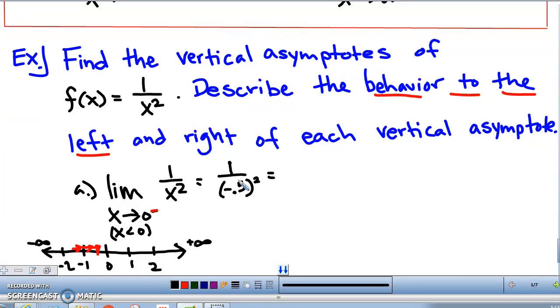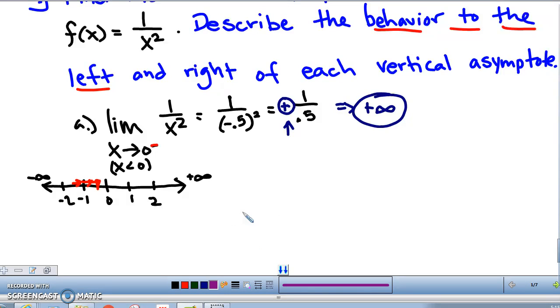Okay, so this comes out to 1 over positive 1/2. Okay, because the outcome was positive, this implies that my function goes to positive infinity. Had this come out to negative 1 over 0.5, then my function would go to negative infinity.